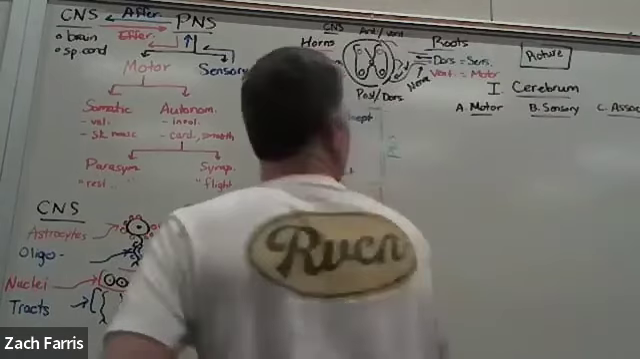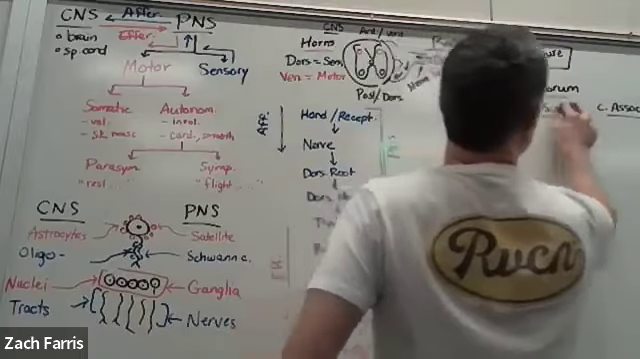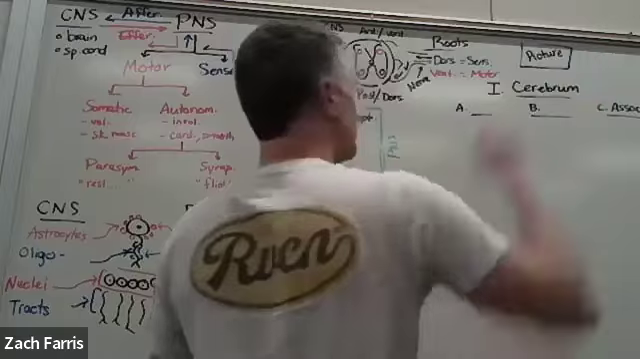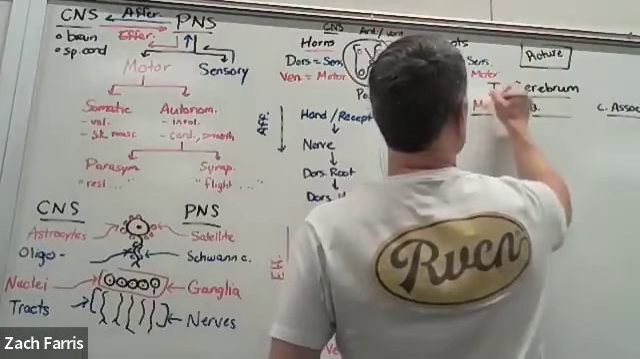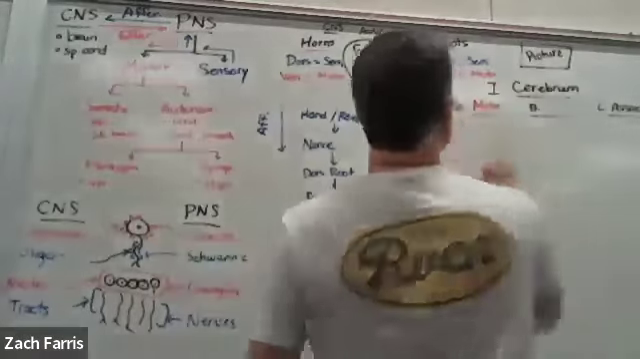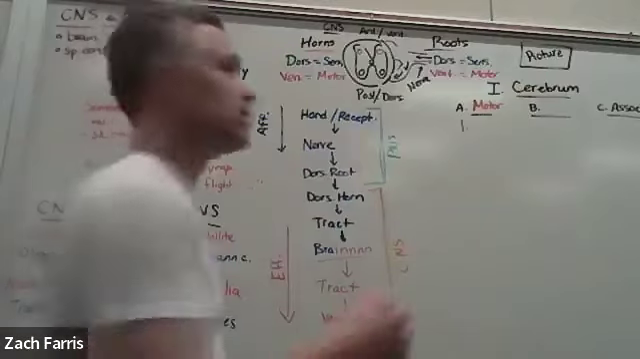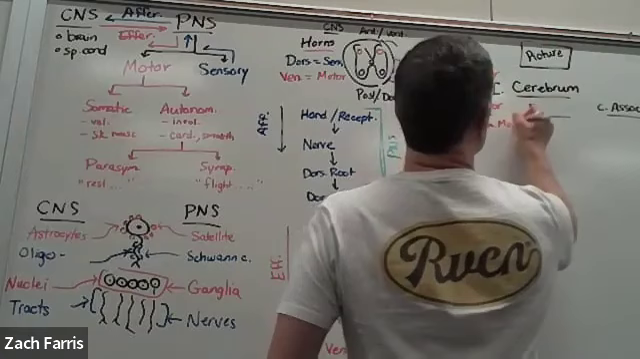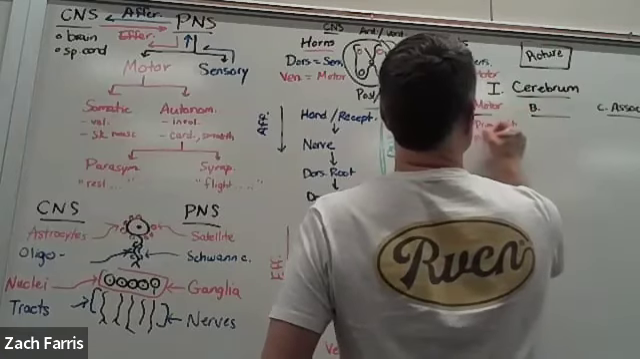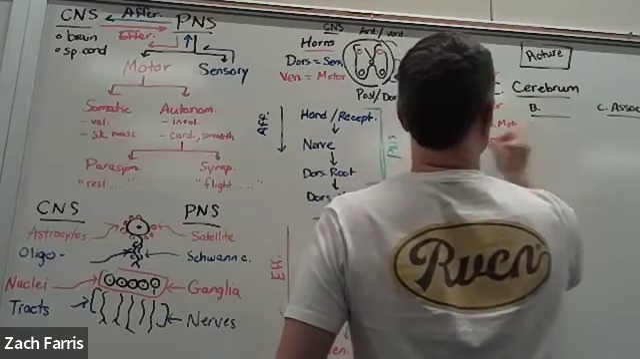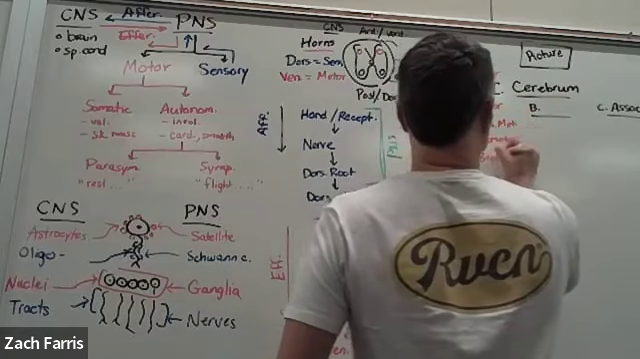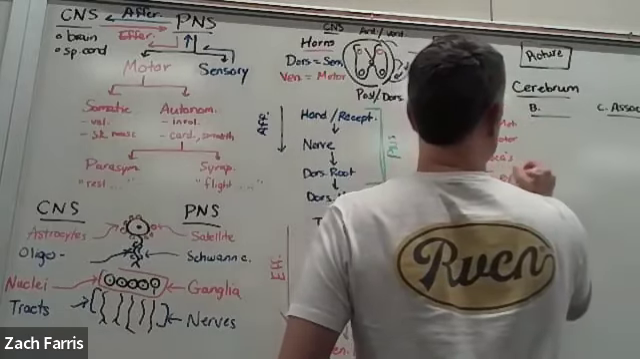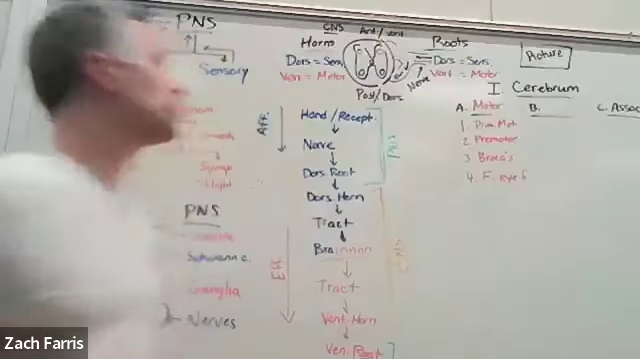You guys got to catch me before I do this. Why am I erasing these? What am I about to do? Red. Motor. Give me my four motor areas of the cerebrum. Primary motor, premotor, Broca's, frontal eye field. You guys are faster than I am. Frontal eye field.